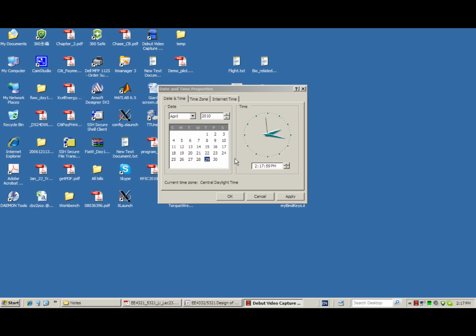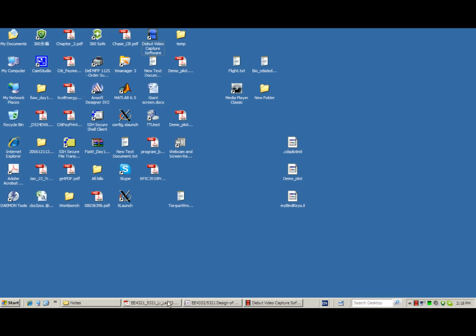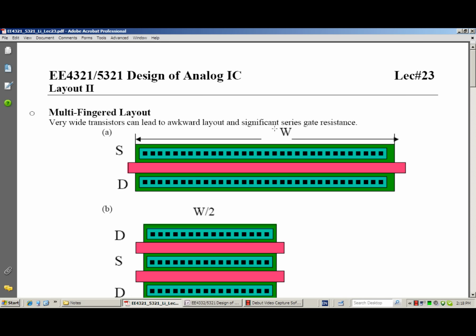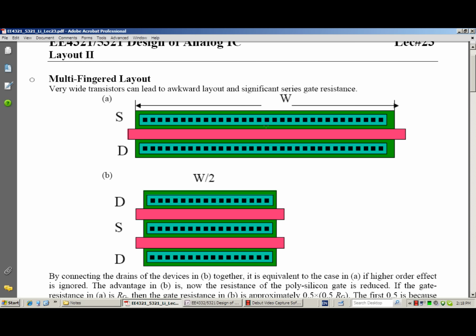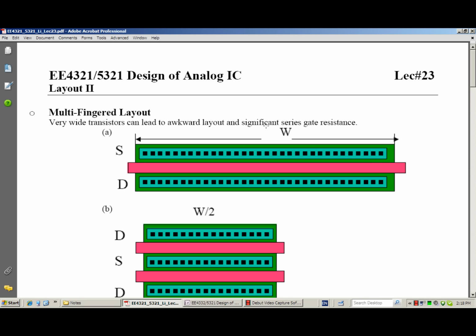Okay, this is pre-taped lecture 23 for the class on April 9th and 12th, the advanced Cadence layout of analog IC. So let's start from the handout. In last lecture, we learned how to lay out NMOS transistor and PMOS transistor. So here we are talking about more practical cases and advanced layout.